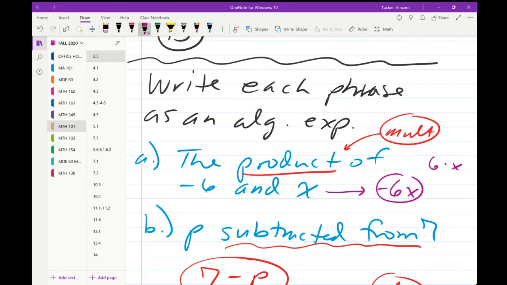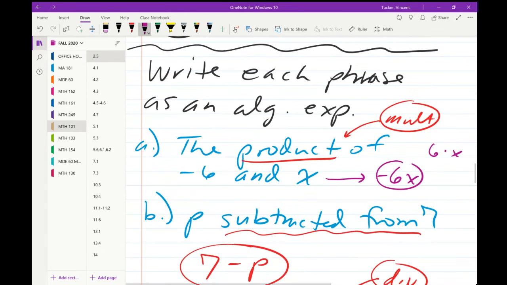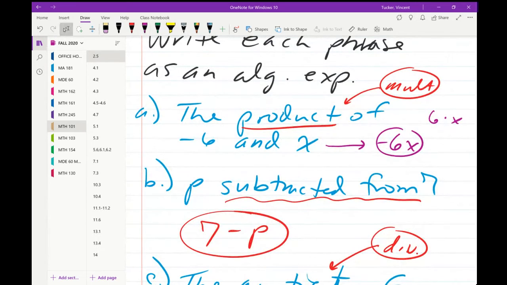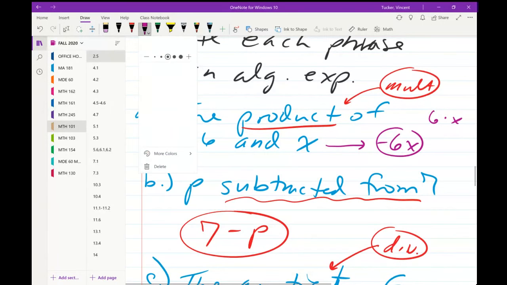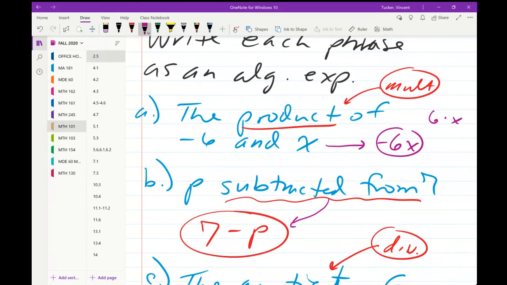All right. The next one, be careful. We have p subtracted from 7. So 7 minus p would be the result here, because you're taking p from 7. A lot of times people want to do p minus 7 because that's the order that you're given. But when it says p subtracted from 7, you want to take p from 7. You have to do 7 minus p.